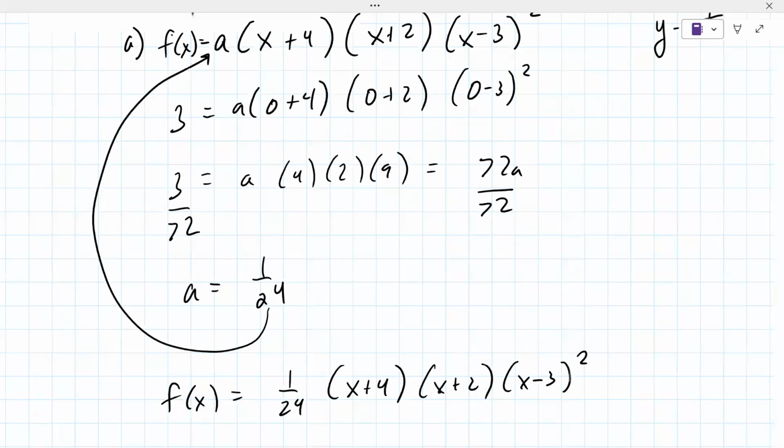Now, you should ask your instructor if you are concerned. It doesn't say to write it in factored form or standard form. You should ask if this is okay. I think it is, but that's up to you.